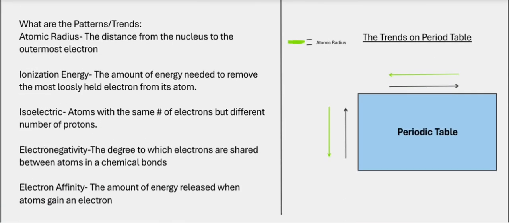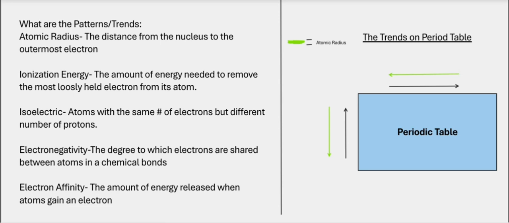The main patterns and trends that emerge are atomic radius, ionization energy, isoelectric, electronegativity, and electron affinity. These trends can be looked at as trends, which they are, or they can be looked at as ways we can describe or measure properties of elements and atoms and their behaviors.